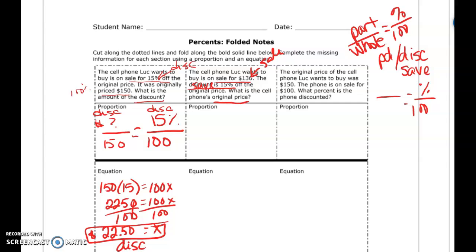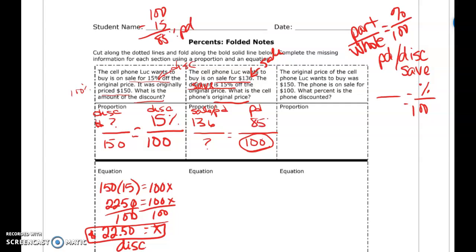What was the original price? So we need to know our original price. We know that this is 100, it's always 100. And we know this is 136. This is what it is on sale for. This is what he paid. So we need this to also be the percent paid. We know it's always out of 100%, so I'm going to come over here to my margin and say 100 minus 15% means that he paid 85%.